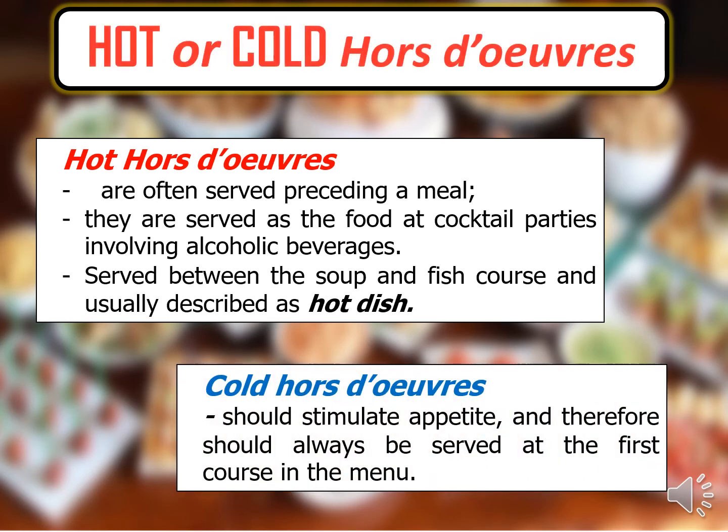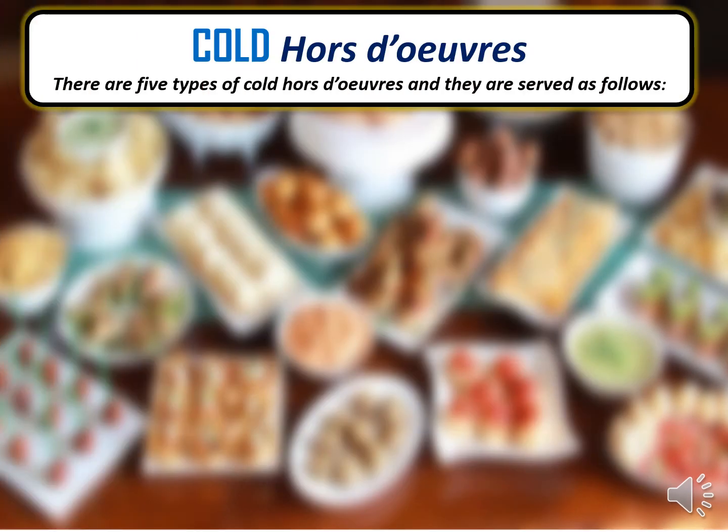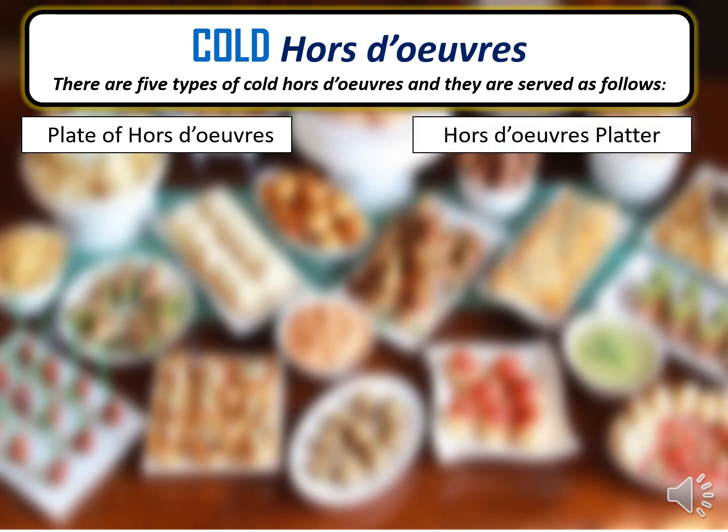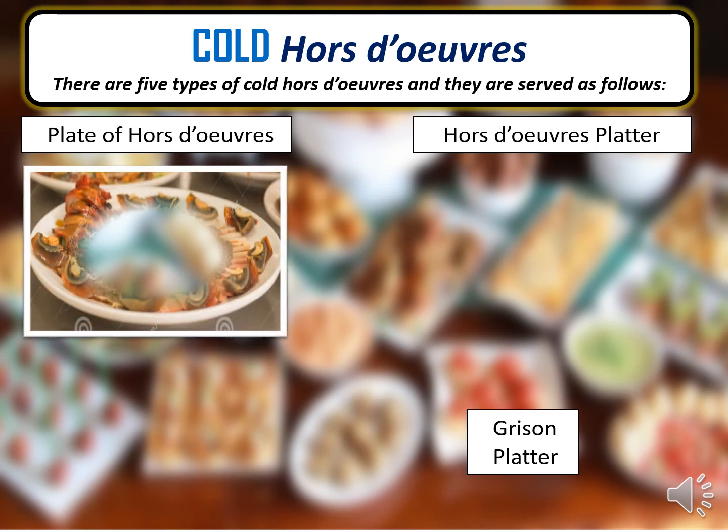Then, cold hors d'oeuvres are usually offered to stimulate the appetite and therefore should always be served as the first course of the meal. There are 5 types of cold hors d'oeuvres and they are served as follows: plate of hors d'oeuvres, platter, and grison platter. The plate of hors d'oeuvres may consist of shrimps, smoked beef, poached egg, Spanish sardines and lettuce, and sauce can be served at the side.